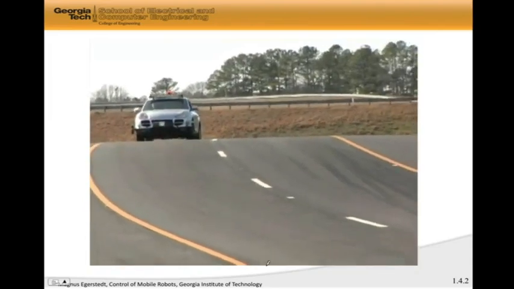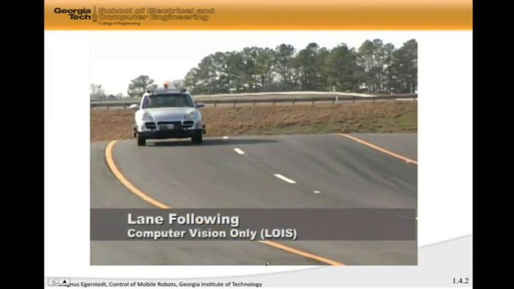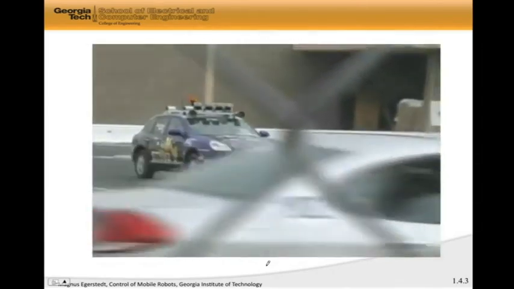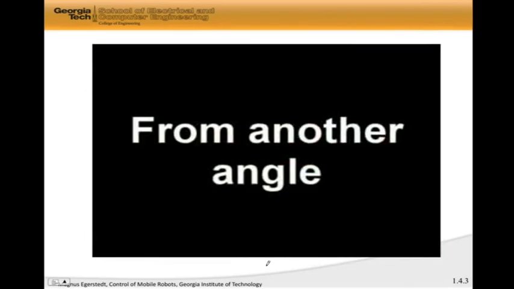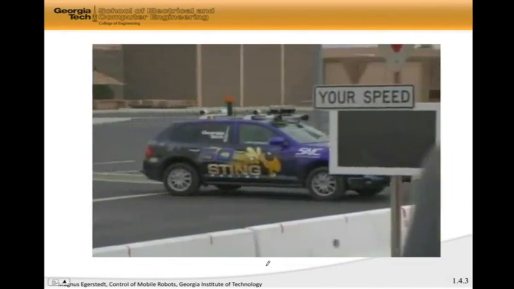Now, I want to point out that we did really well in this competition. Up to a point, these were actually the semifinals before the finals. So let me show you what happened at the end. This breaks my heart to show you, but I'm going to show it to you anyway. Here comes our car, Sting Racing. It's slowing down, and then it drives straight into a K-rail, which is this concrete railing.